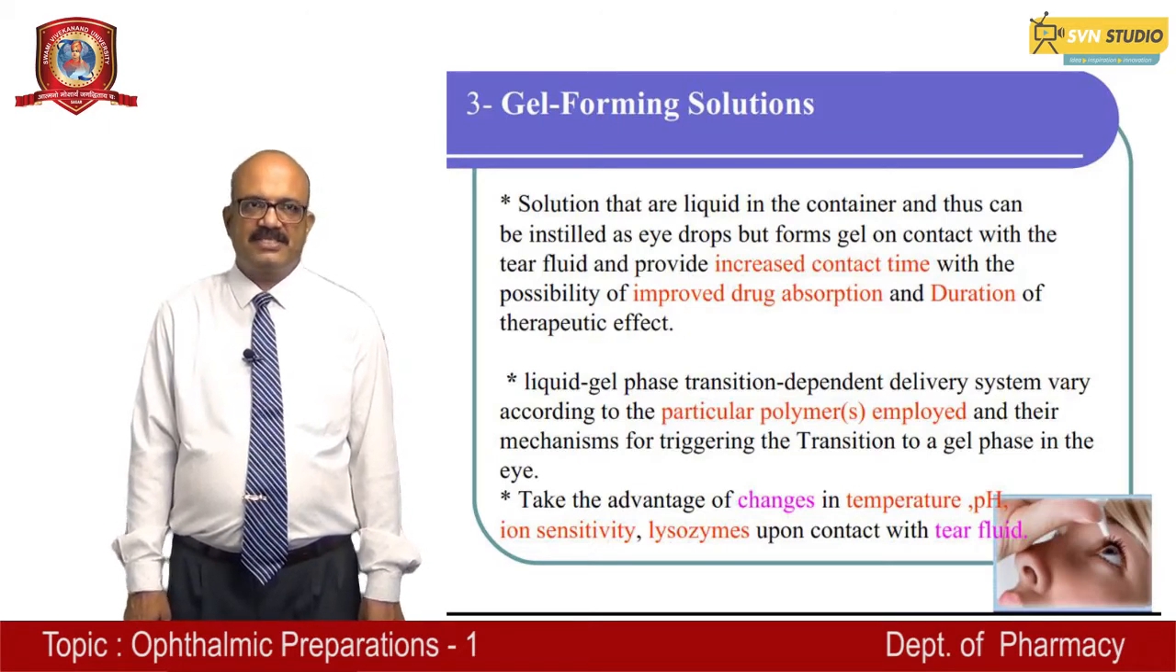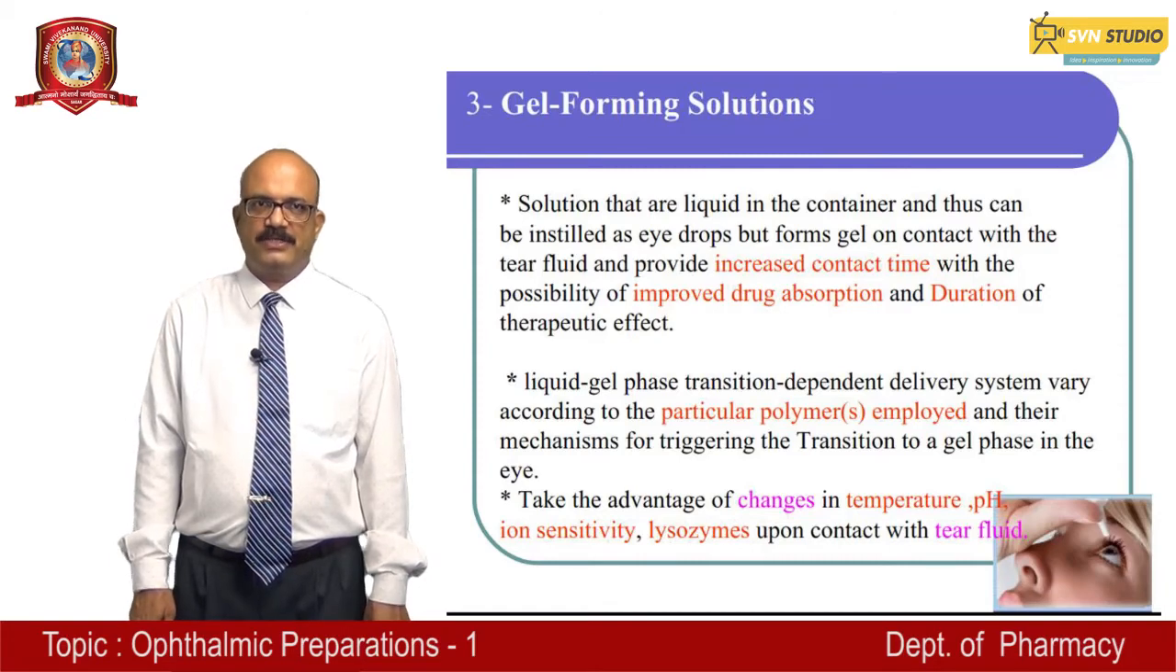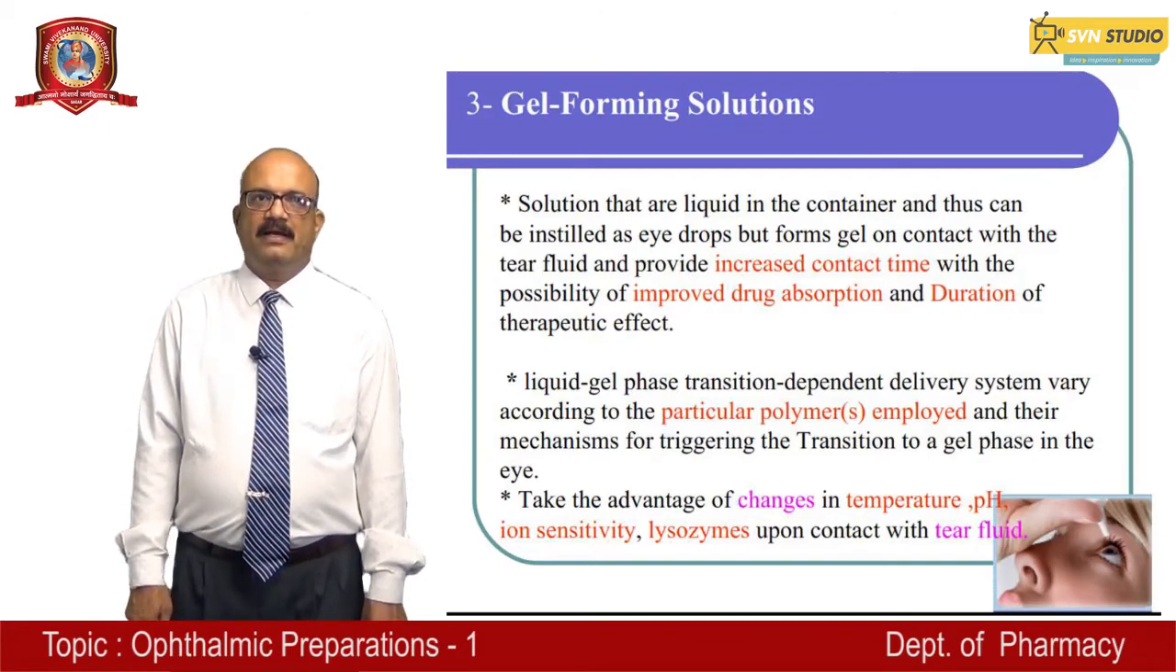This liquid-gel phase transition dependent delivery system depends on the particular polymers employed and their mechanism for triggering the transition to a gel phase in the eye. You can take advantage of changes in temperature, pH, ion sensitivity, and enzymes upon contact with the tear fluid.